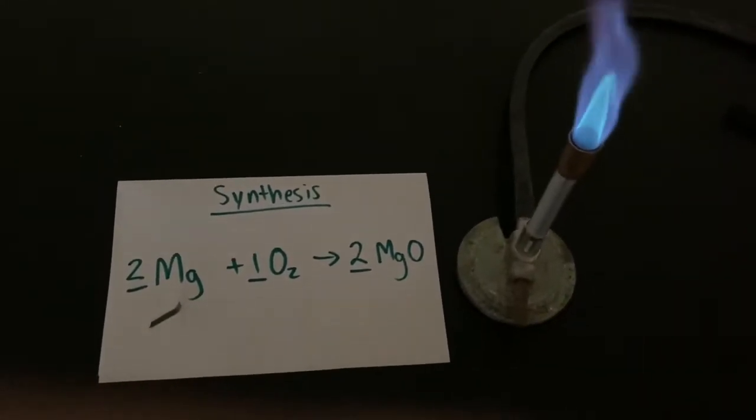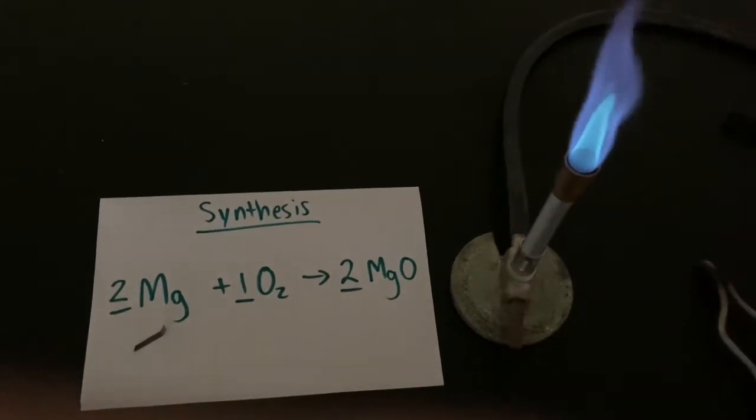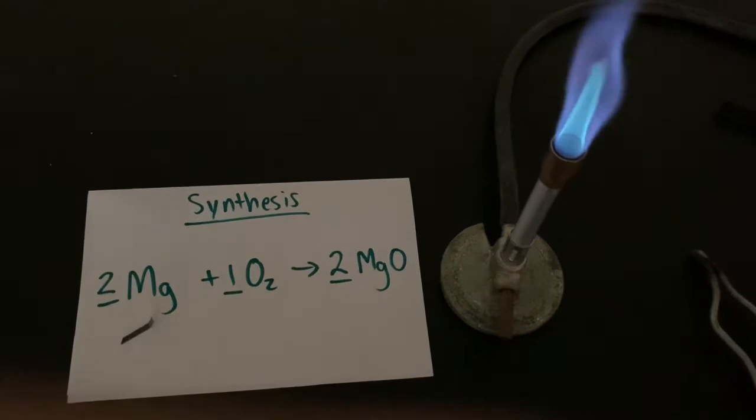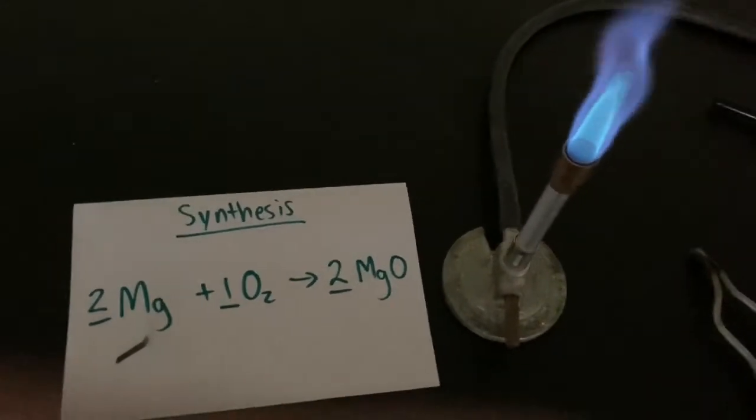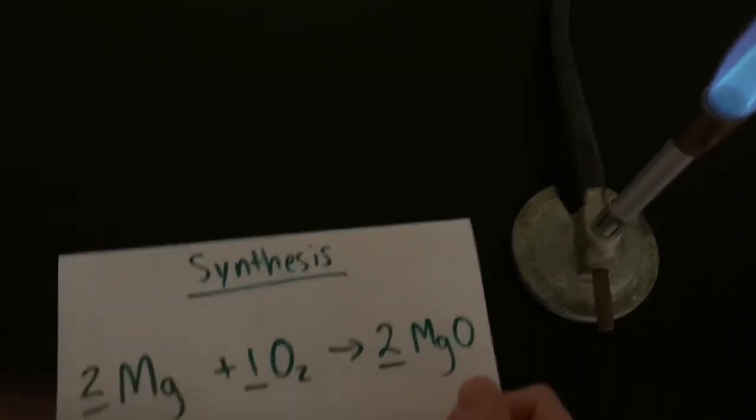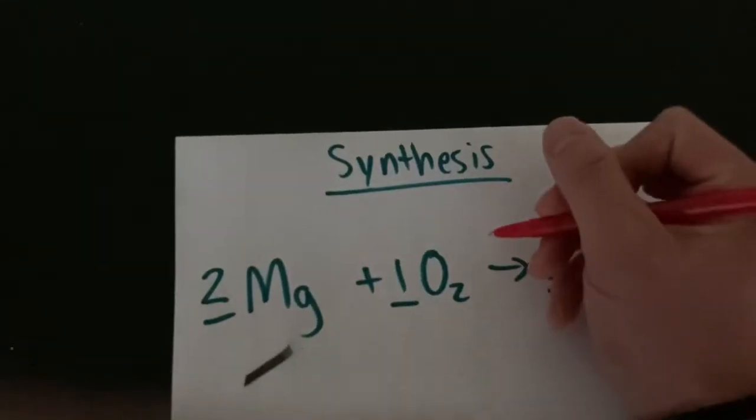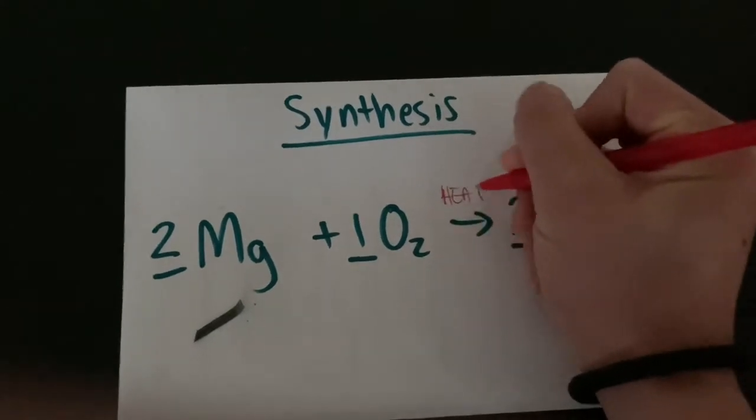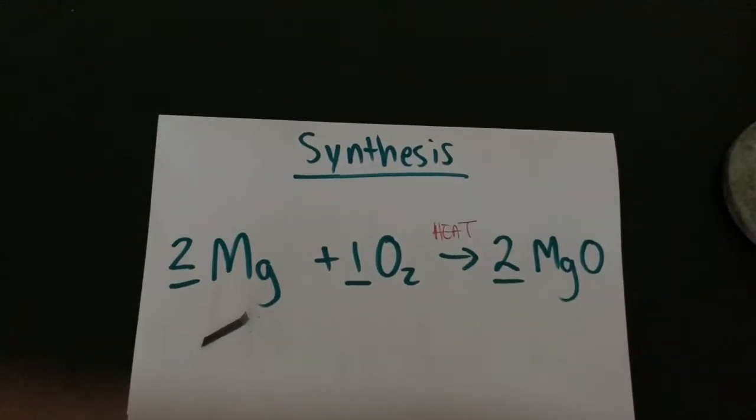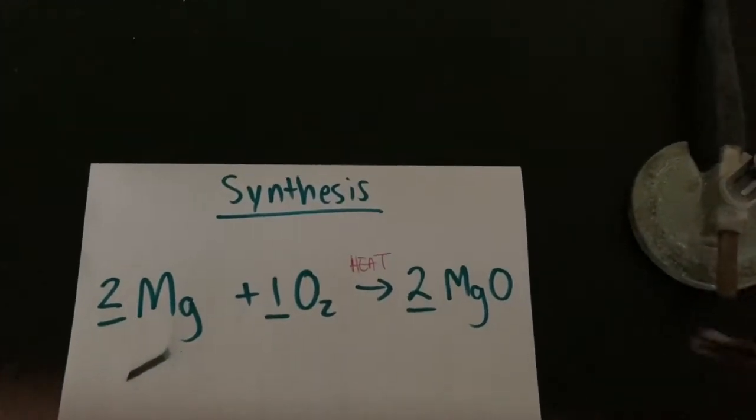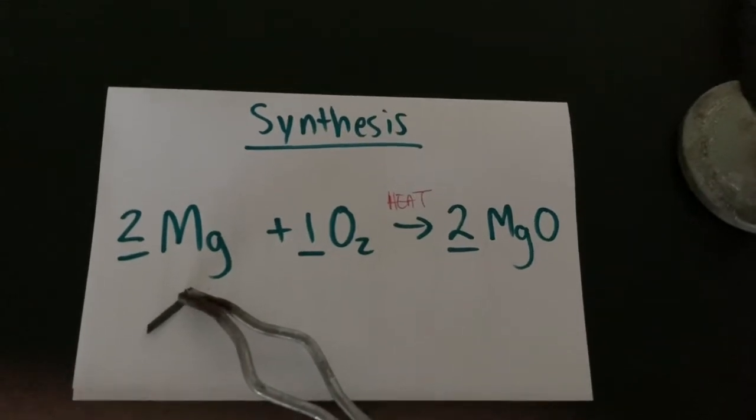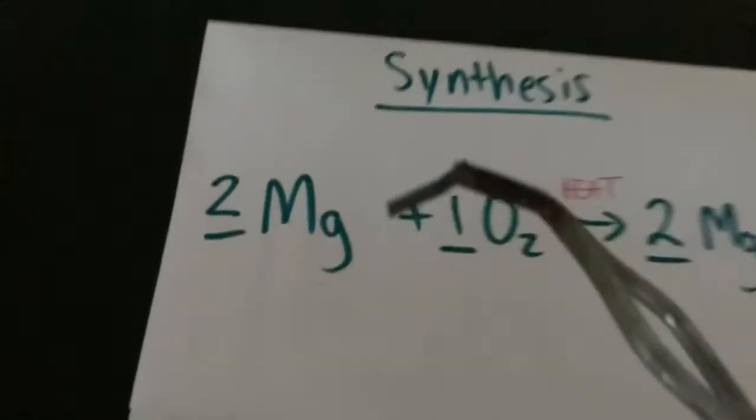All right, for the first demonstration, I'm going to do a synthesis reaction. To do that, we're going to combine magnesium and oxygen. Now this reaction needs a little help in the form of heat. So I'm going to modify my equation here and write the word heat above the reaction arrow. So now, let's see what this synthesis reaction looks like when I combine magnesium with oxygen with the help of some heat. Here's the magnesium metal.